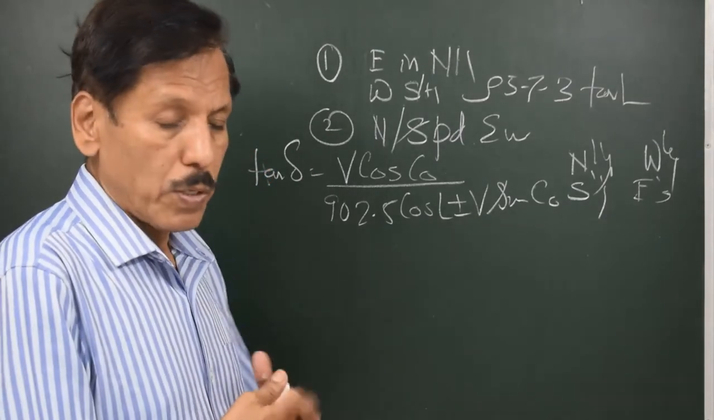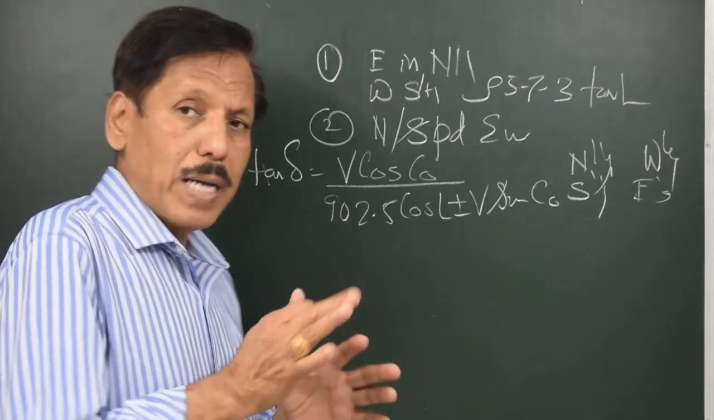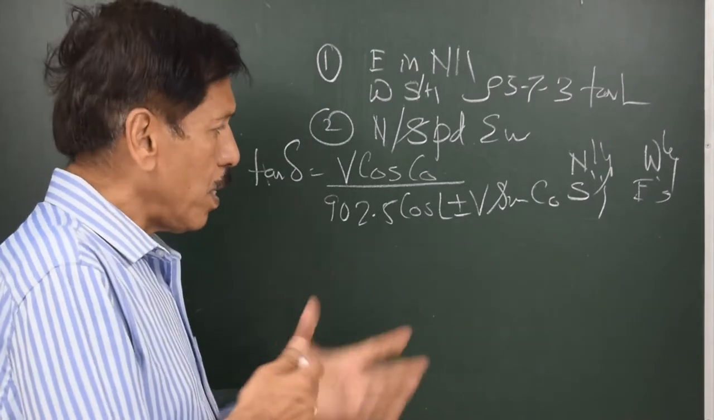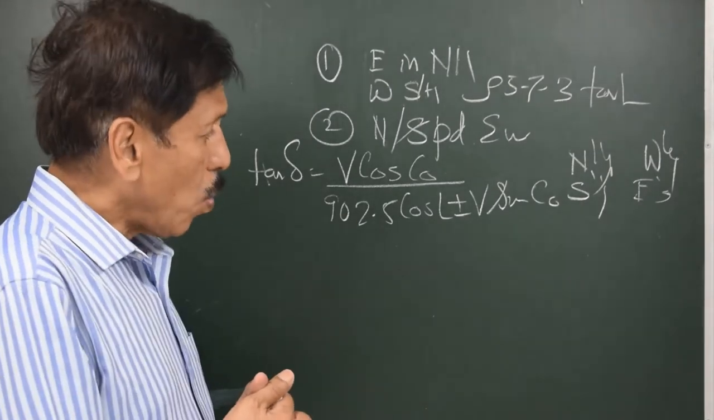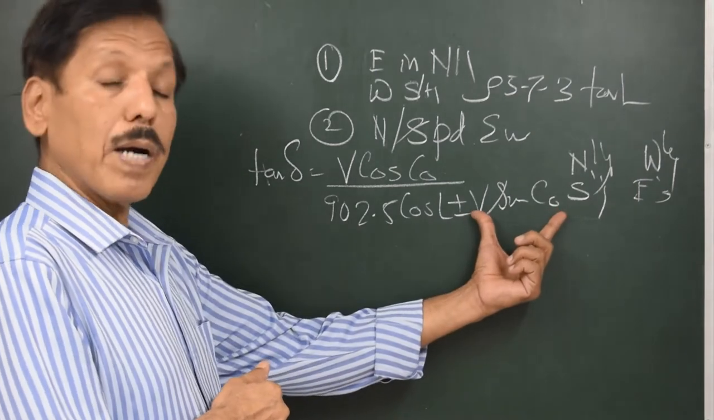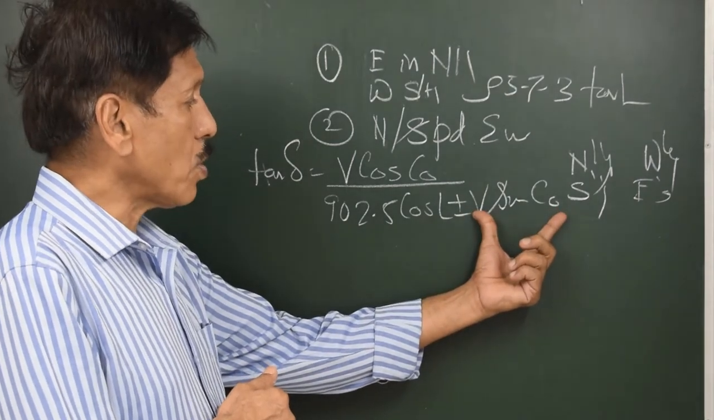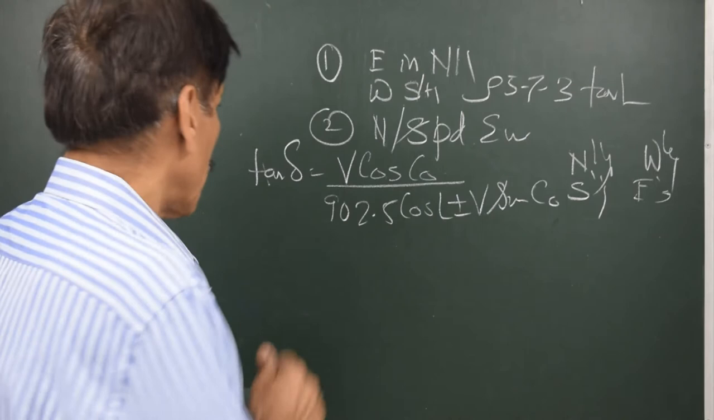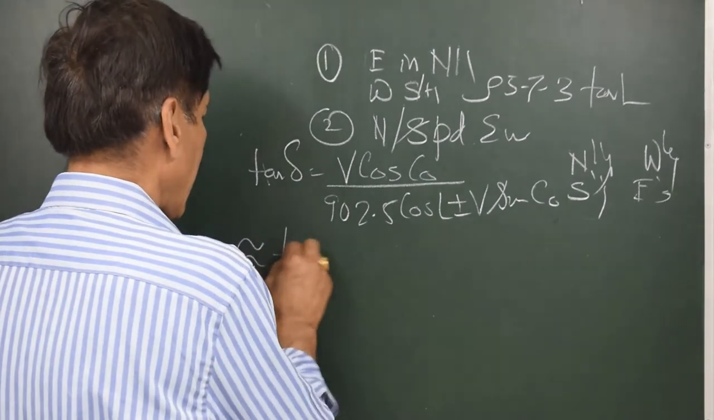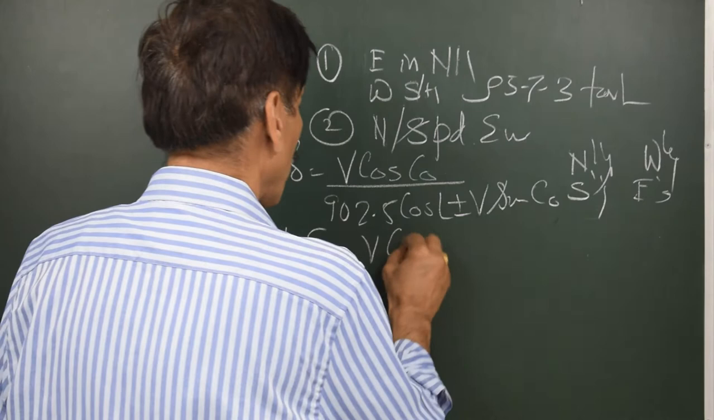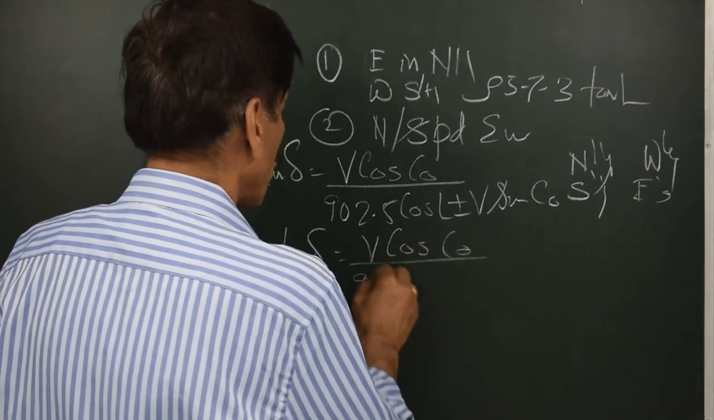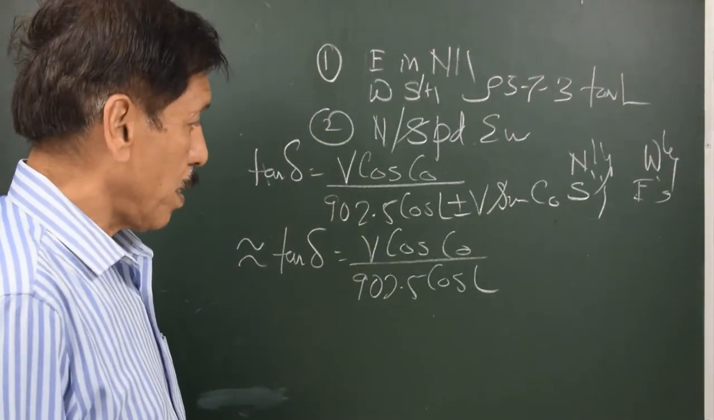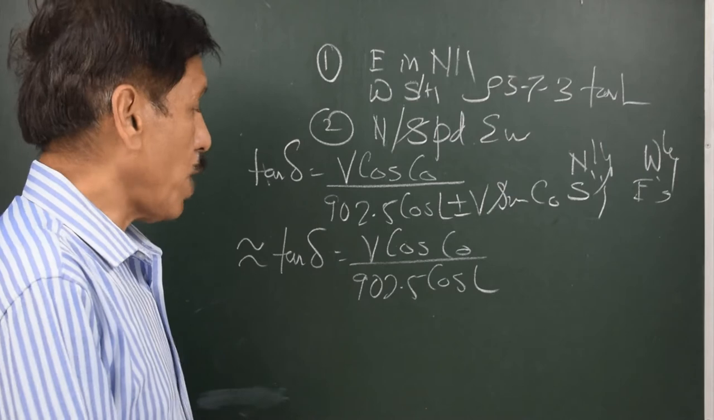For certain numericals, when we compare the gyros, particularly the gyros which are damped in azimuth in 2 different latitudes with probably 2 different speeds, then for comparison purposes, we may use a slightly approximate formula, which will give more or less the same results. What we may do is neglect the second part of the denominator. V sine course can be neglected because it is too small compared to 902.5 cos L. So approximately we can write tan delta is equal to V cos course upon 902.5 cos L.